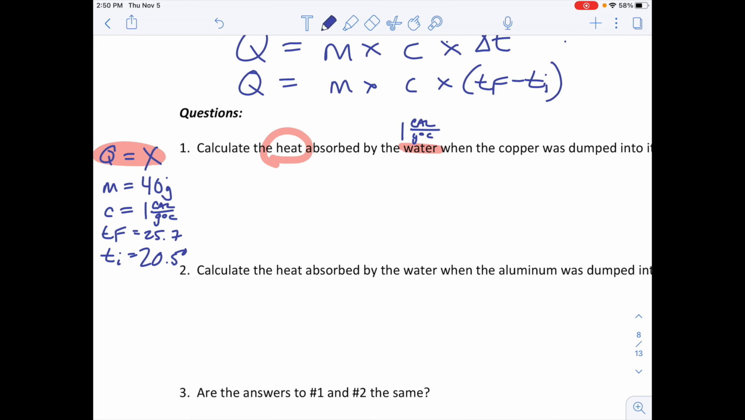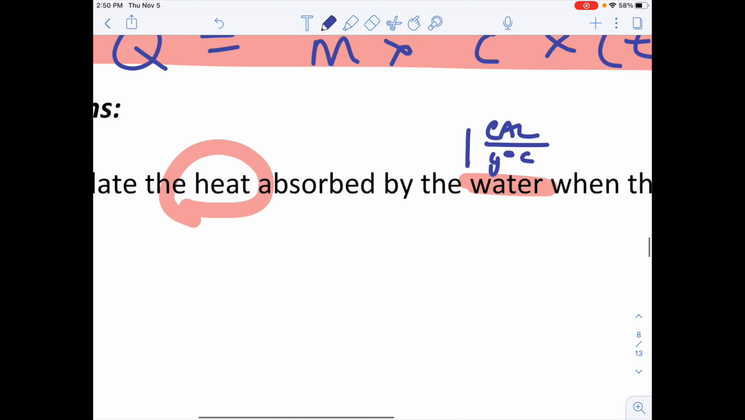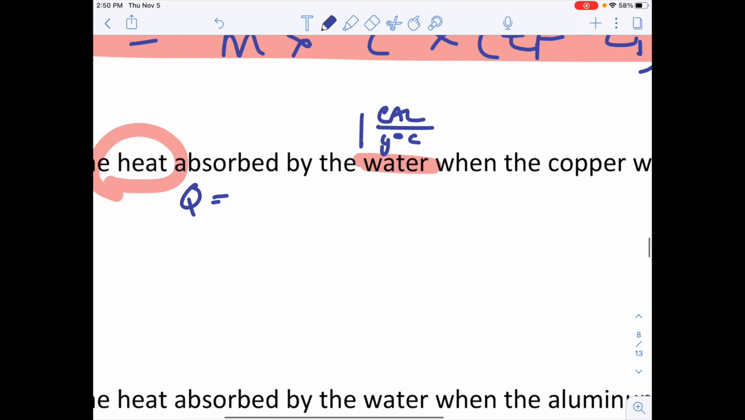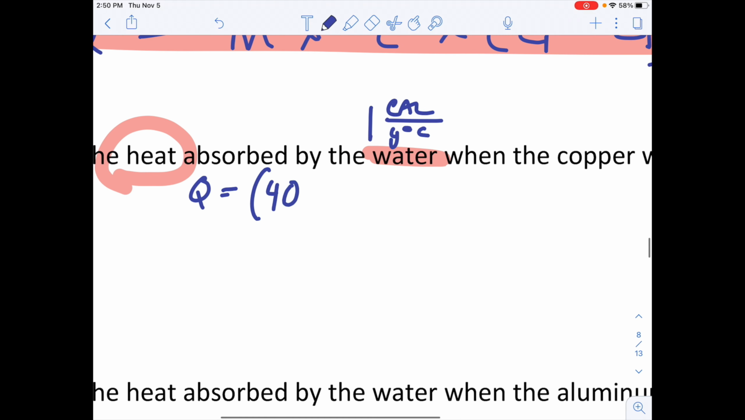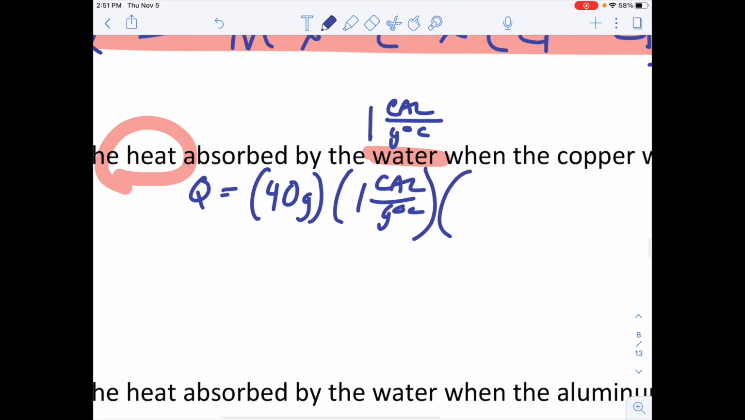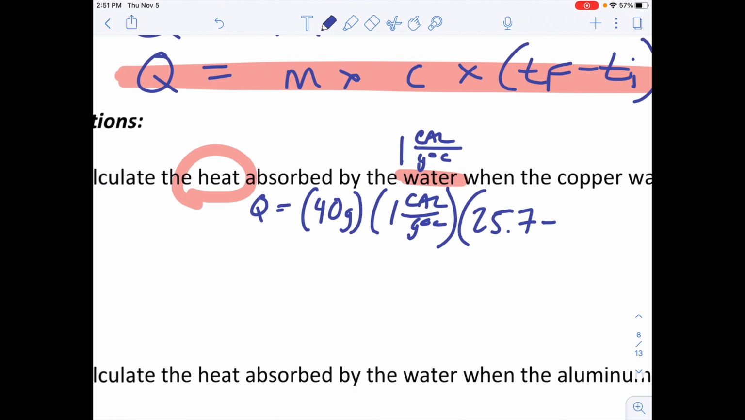I now plug it into my equation right here. So I'm solving for Q. I can make it Q, or just leave it X, I don't really care. I'm looking at 40 grams, 1 calorie per gram degree Celsius. T final is 25.7 minus T initial of, what was it, 20.5.